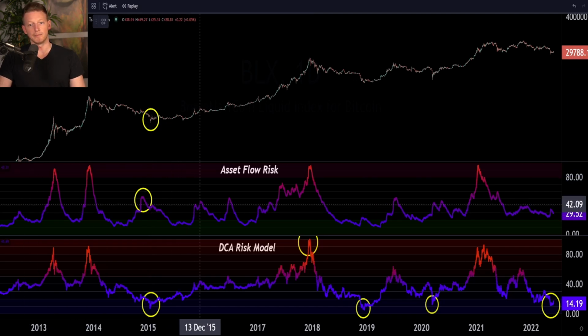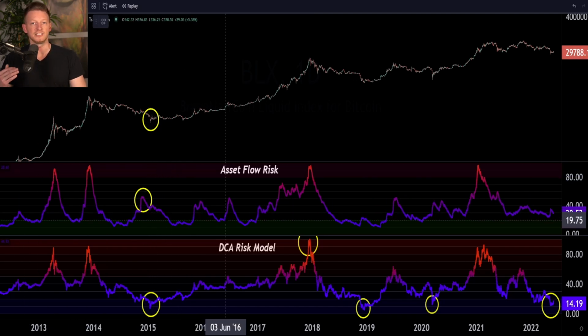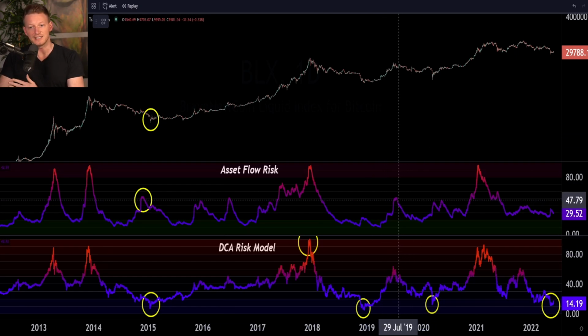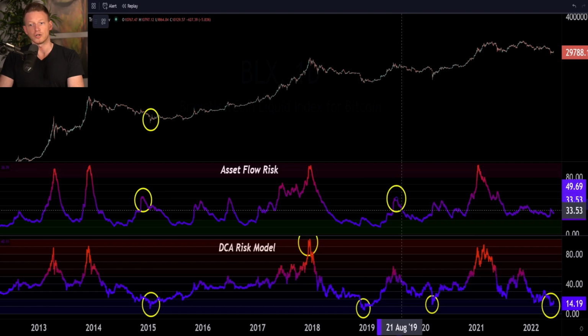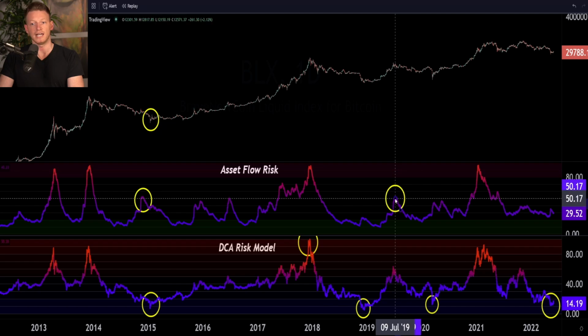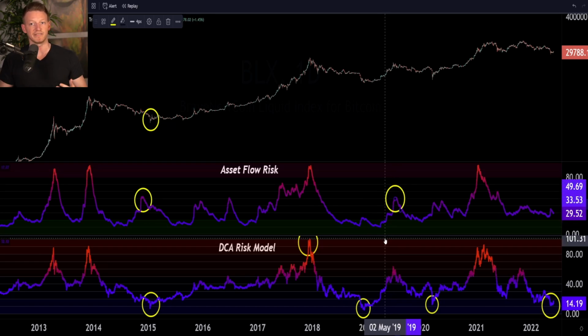So we saw that multiple times in the run up into the 2017 market cycle. And then you see it again back here in 2019. When we saw the price run up in 2019, it was accompanied by a large influx of investors into the asset. And the metric was able to capture that.